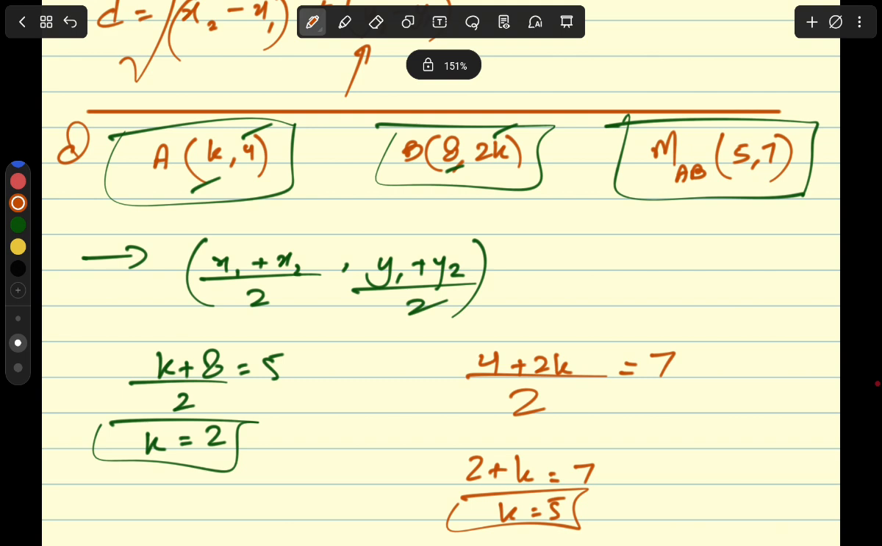A point has two coordinates, right? Cambridge expects both to agree, this one as well as this one. Okay, so they must unanimously agree. So if they don't, the given information is either inconsistent or you have made an algebra error.